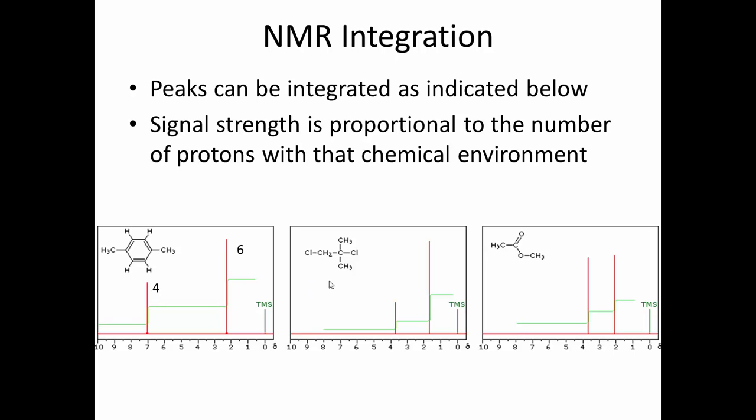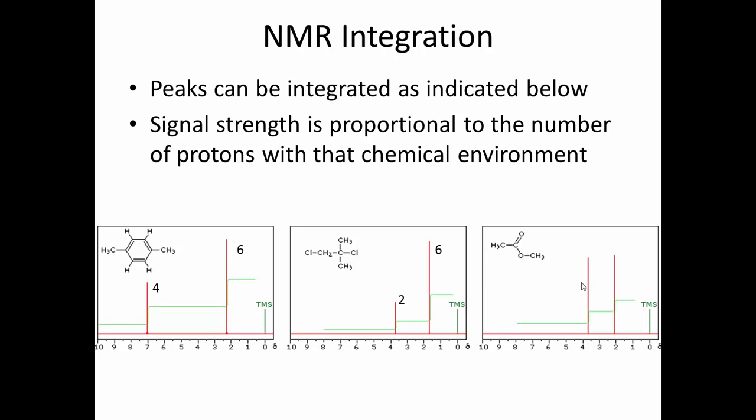On the second one, again, we have 2 distinct chemical groups. We have the CH2, which is next to a chlorine and a carbon, and 2 methyl groups, which are next to a carbon. This is a 6 to 2 ratio. 3 plus 3 equals 6. And then CH2, 2.